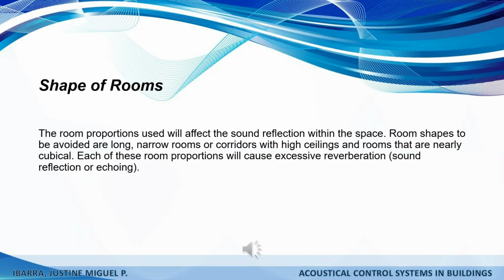Shape of rooms. The room proportion used will affect the sound reflection within the space. Room shapes to be avoided are long, narrow rooms, or corridors with high ceilings, and rooms that are nearly cubical. Each of these room proportions will cause excessive reverberation or sound reflection or echoing. Yung mga rooms na mahaba, makitid, at mga corridors na may mataas na ceiling ay yung mga dapat iwasan nating i-design, kasi yung mga room na to ay nagkakaroon ng masyadong pag-echo.